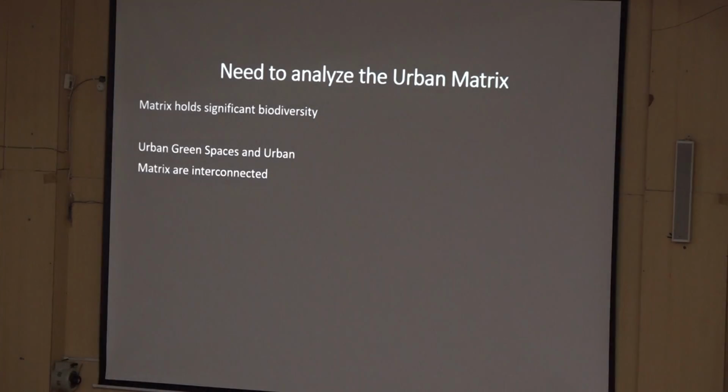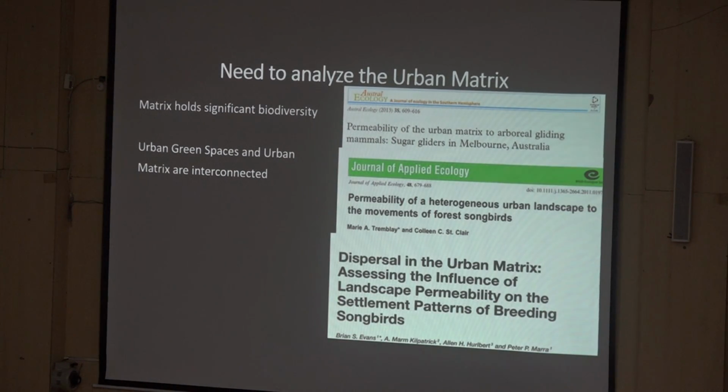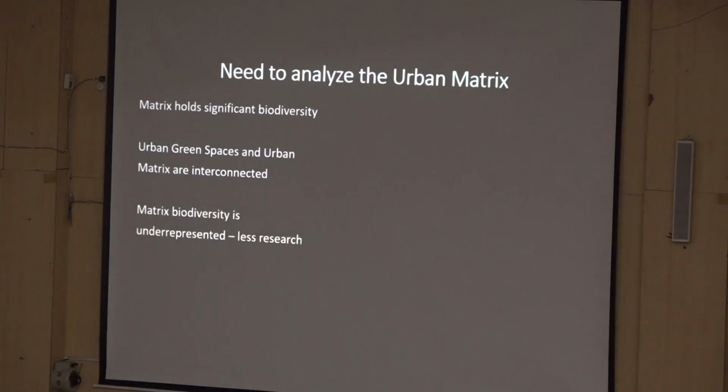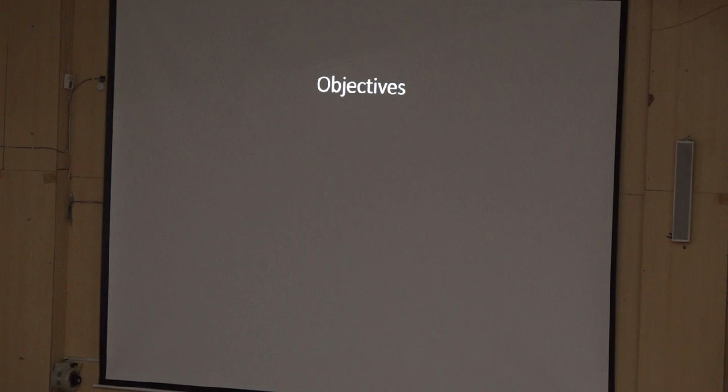Also, the urban green spaces and the urban matrix are interconnected. There is permeability between them, which allows movement of many different species, and this has been recorded by many different studies. Also, the matrix biodiversity, as I mentioned earlier, is underrepresented. There has been very little research globally into the urban matrix, and in India it has not received much attention, and there are very few studies.